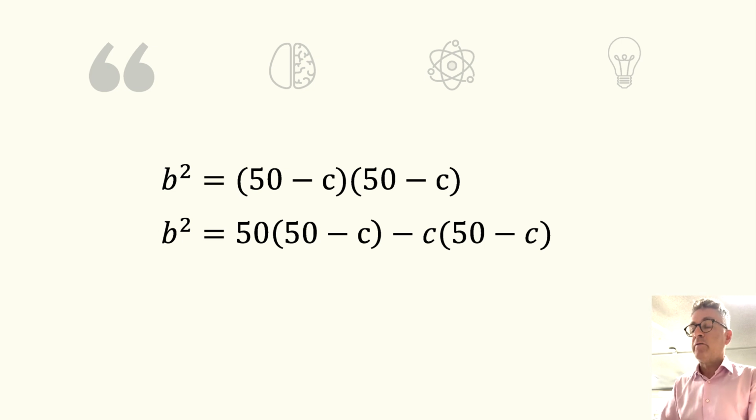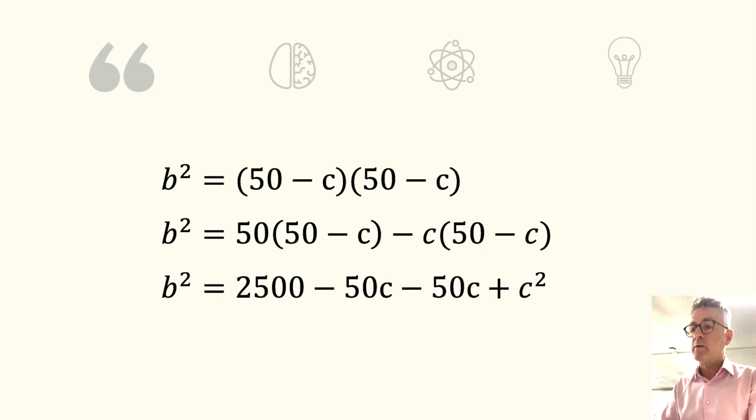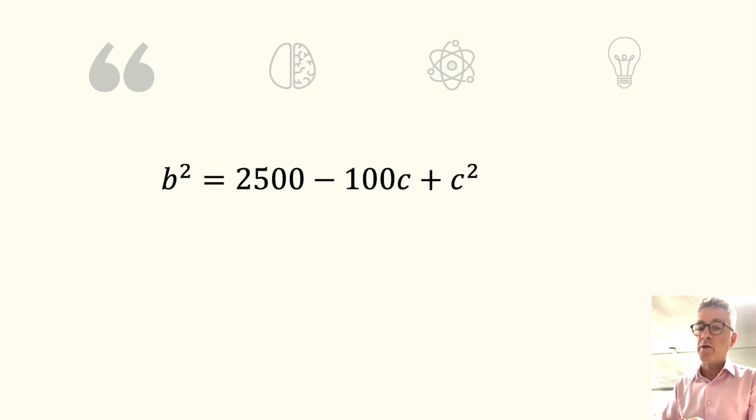Well, that's going to be 50 times 50 is 2,500. c times 50 is 50c. Another c times 50 is another 50c. And then if you've got minus c times minus c, that'll be plus c squared. Now, we can gather like terms, and then what we're going to have is b squared equals 2,500 minus 100c plus c squared.